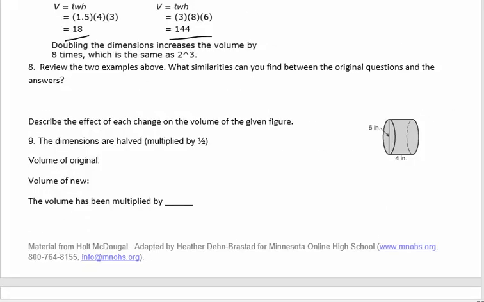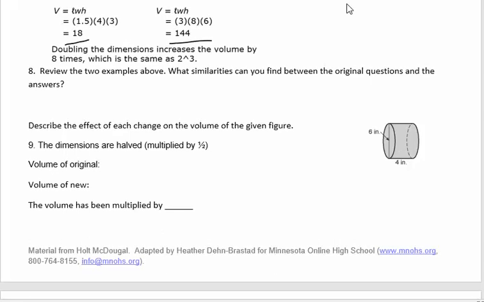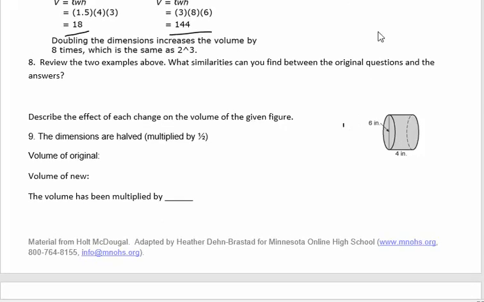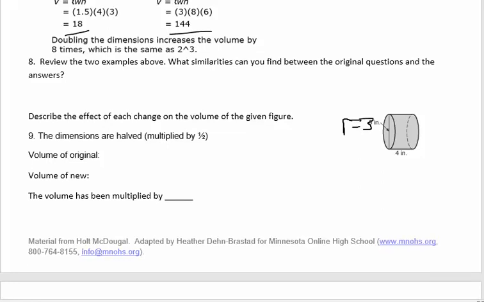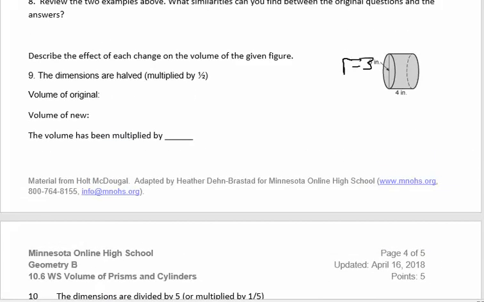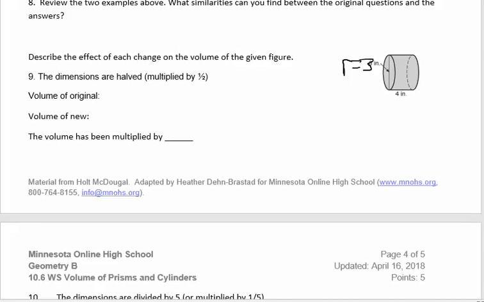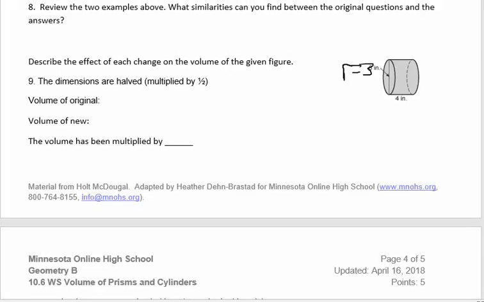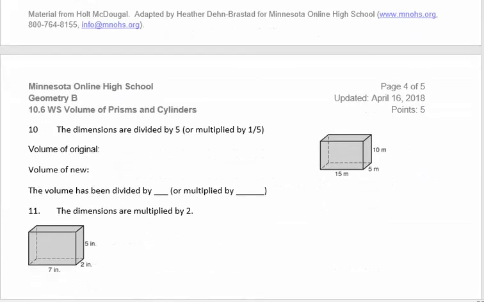Then for number 9, it says to multiply all dimensions by 1/2. Remember that in this one, the radius would be 3, not 6. So make sure when you calculate the volume, you're using the correct radius. And then you're going to multiply all of the dimensions by 1/2, or divide by 2, and see what you get for the new volume. And then say, how has the volume been changed from one to the other? The original times what equals the new?